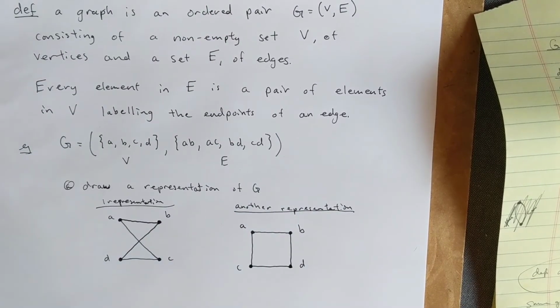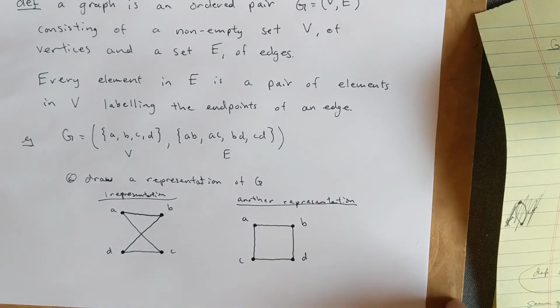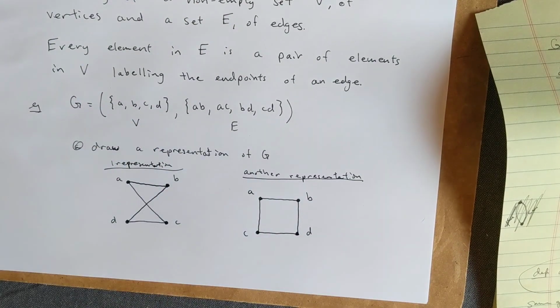So these are both good representations of this graph. And of course, there are an infinite number of them. Any way you can arrange 4 dots in a plane will give you a representation.